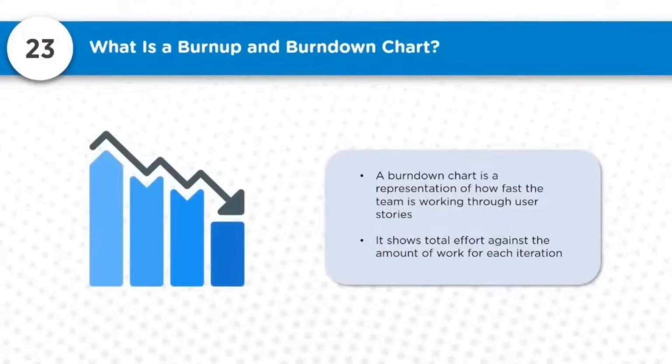What is pending to be delivered? It shows that. Initially we'll have a bigger bar, and as the project progresses the height of the bars reduces, indicating what is pending for deliverables. It is a representation of how fast the team is working through the user stories. It helps you to understand that. It shows total effort against the amount of work for each iteration, which is helpful for you to see what is pending to complete.